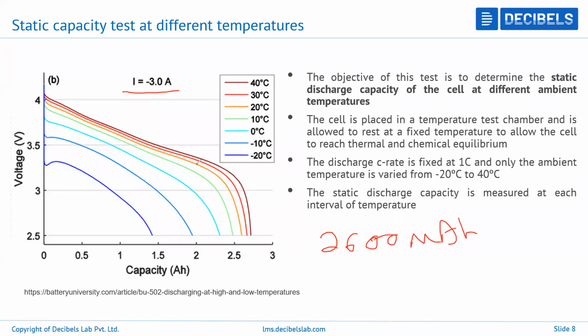Okay, but it is subjected to different temperatures. You can see that here, held at or performed at the same current rate or C rate. Okay, so that's how this test is performed.